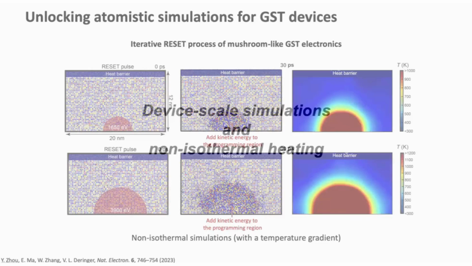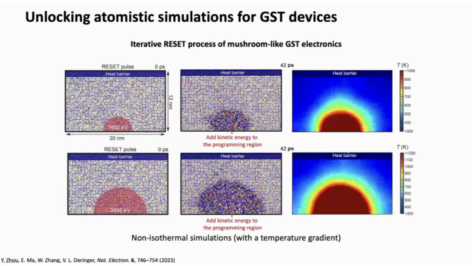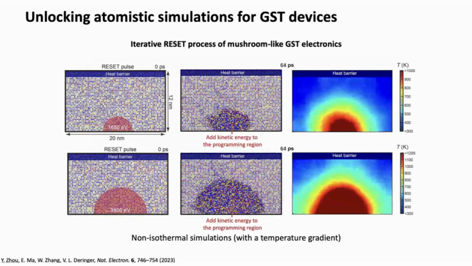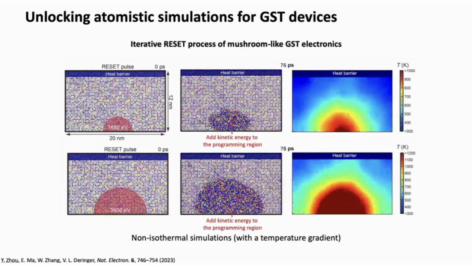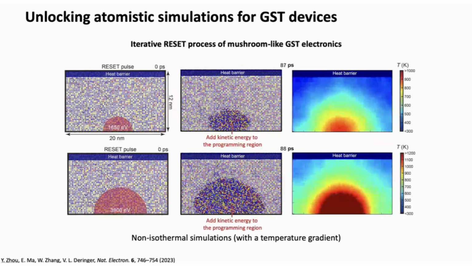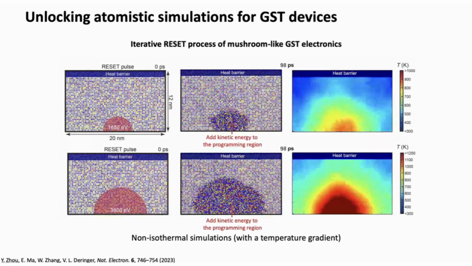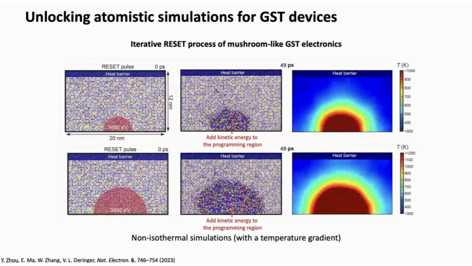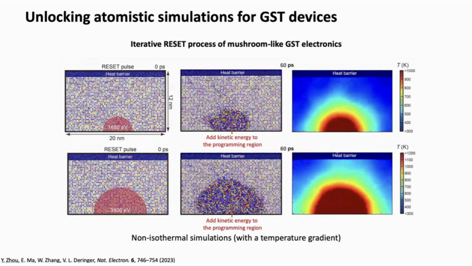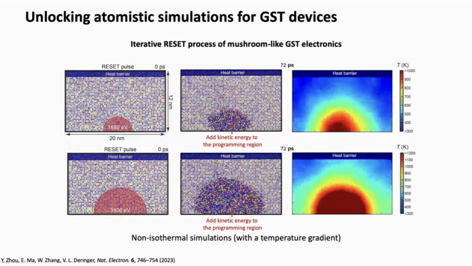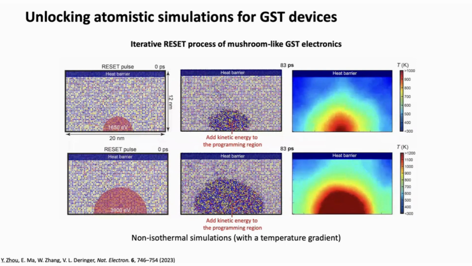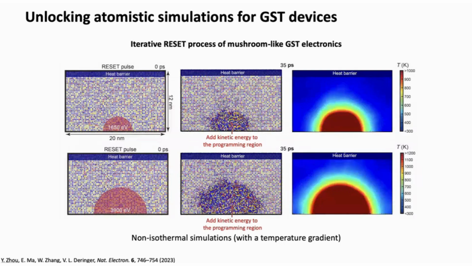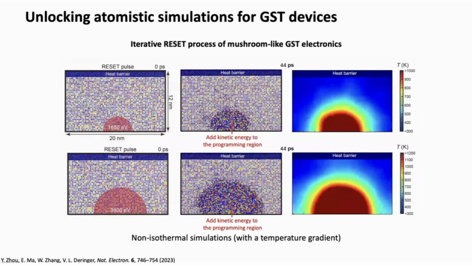This is the first example of the interactive reset process. To simulate a partial melting process in a mushroom-type device, we manually increase the kinetic energy of the atoms in the programming region on the bottom. The additional kinetic energy has created a prominent temperature gradient across the structure model. And based on the atomic trajectory, we can compute the evolution of the temperature profile during this reset process. This kind of result can be directly compared to those obtained from a finite element-based method.